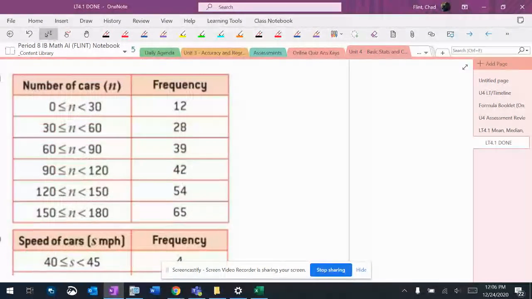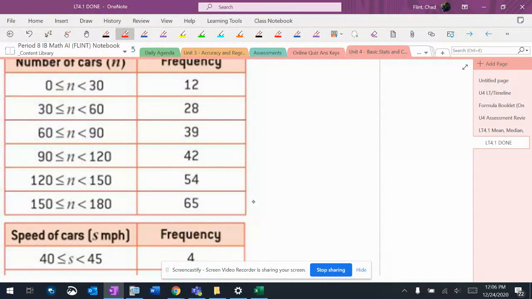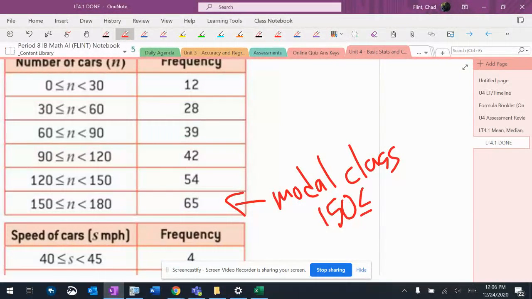The modal class is the class with the most. So this is the modal class, which is 150 less than or equal to n less than 180. Do I know the mode actually occurs in there? I have no idea. That's just the class that has the most. It's the range that has the most occurrences. There's 65 things in that top range. Again, do we know the mode occurs there? Not really, but it's not saying that that's the mode. It's saying that's the class with the most things in.